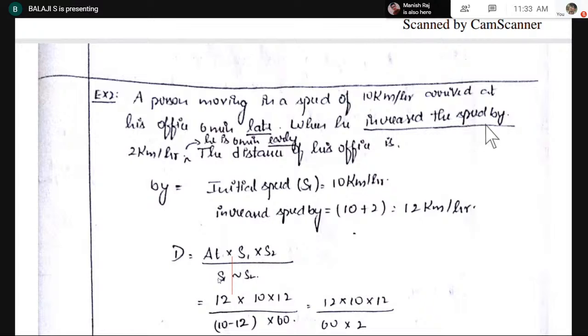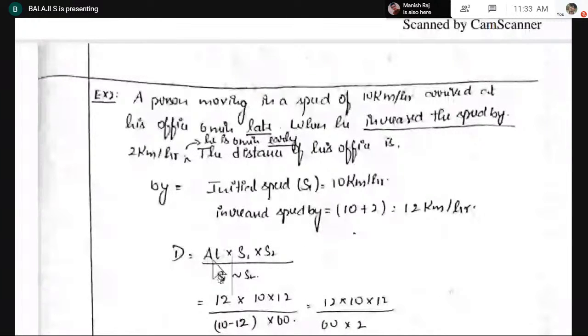When he increased the speed by 2 kilometers, that is 10 plus 2, which is 12 km per hour. Suppose it were given as increased the speed to 2 km per hour, then it would be 2. But here they have given increased the speed by 2, which means 10 plus 2, which is equal to 12 kilometers per hour. Now we substitute in the formula.